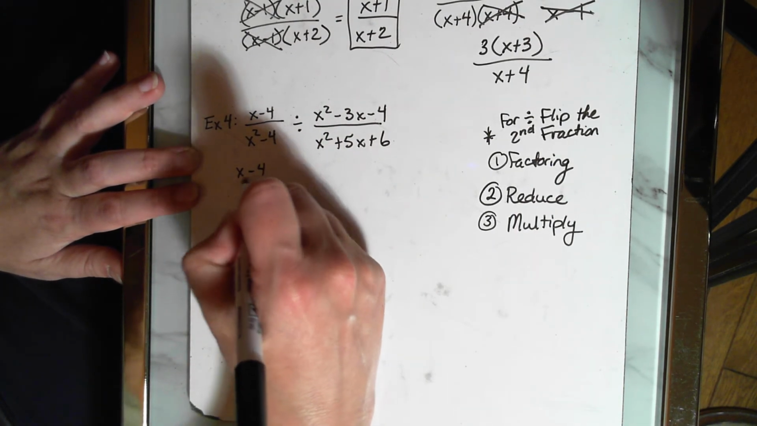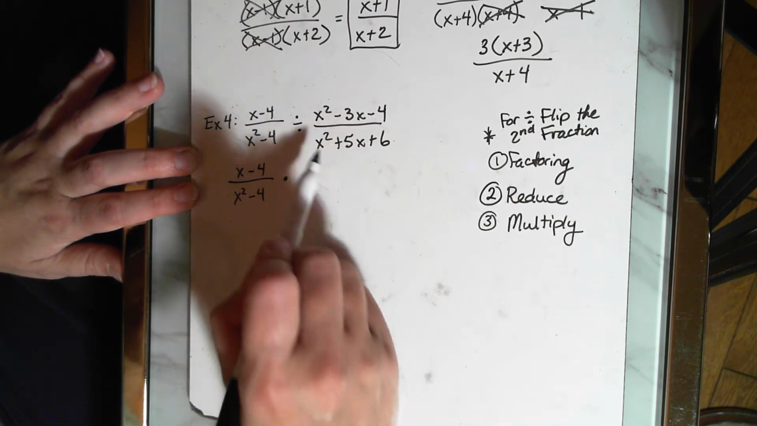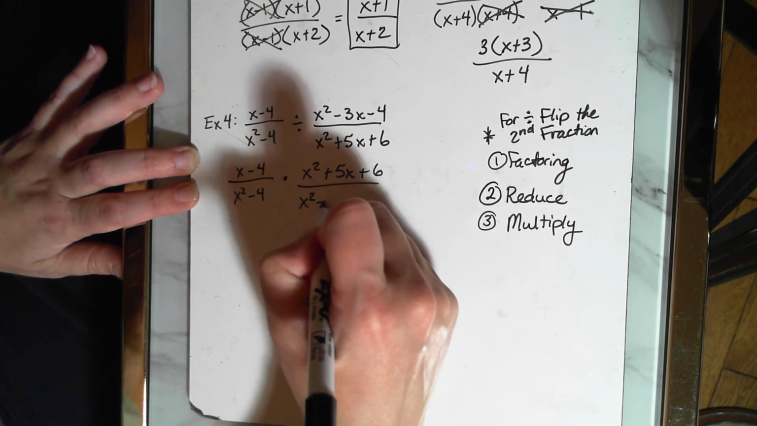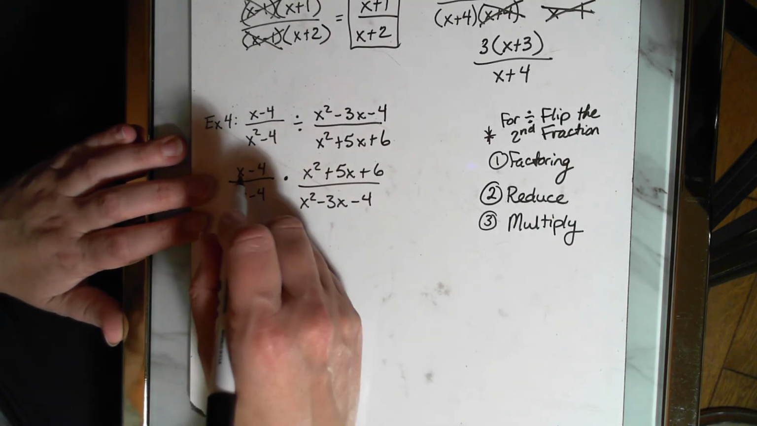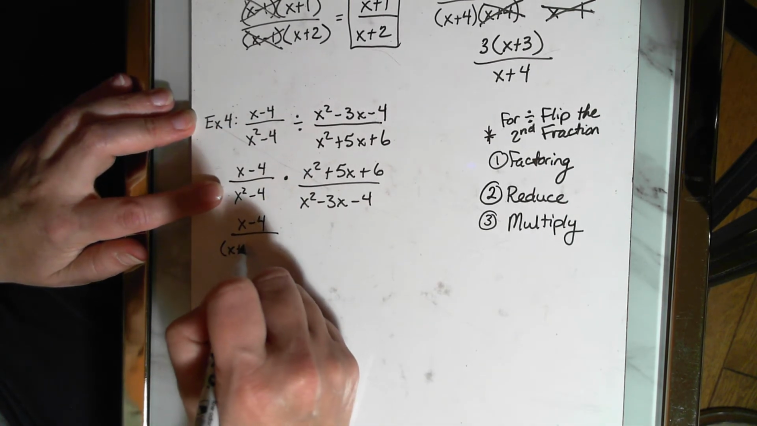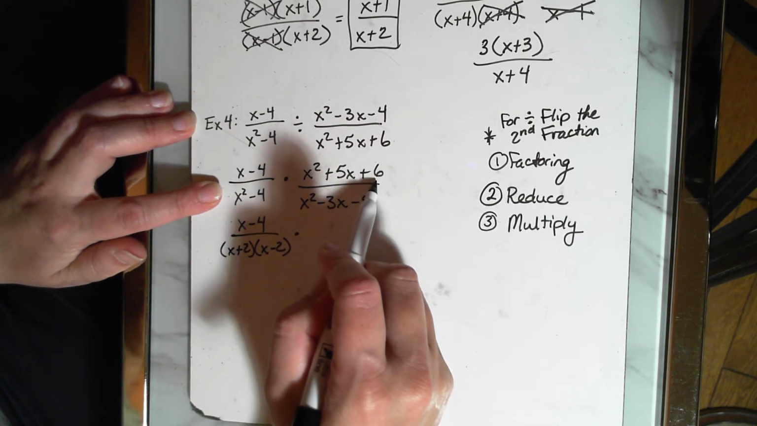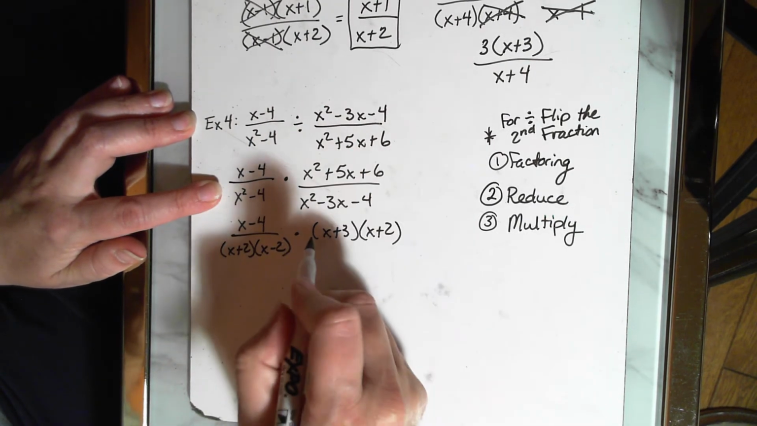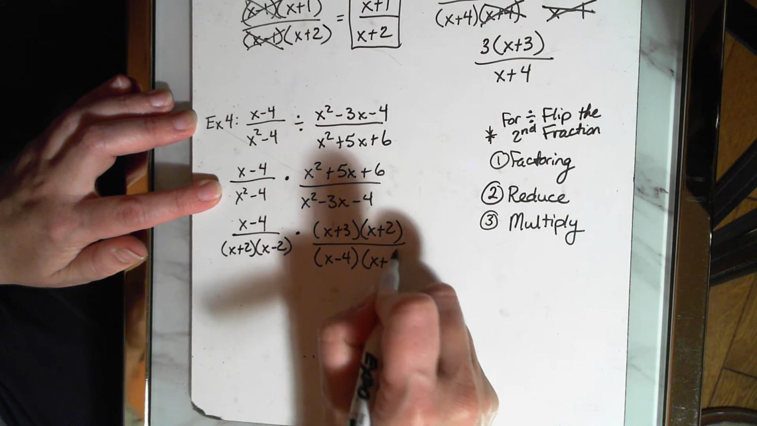So I have x minus 4 over x squared minus 4 times x squared plus 5x plus 6 over x squared minus 3x minus 4. Now I'll just factor these expressions. X minus 4 can't be factored. This is a difference of two squares. It becomes x plus 2 and x minus 2. This can be factored to x plus 3 and x plus 2. And this can be factored to x minus 4 times x plus 1.